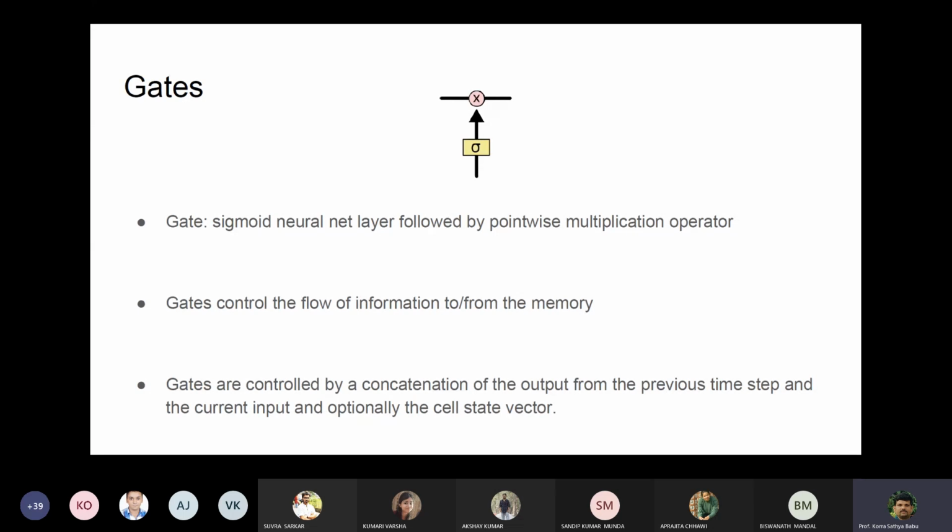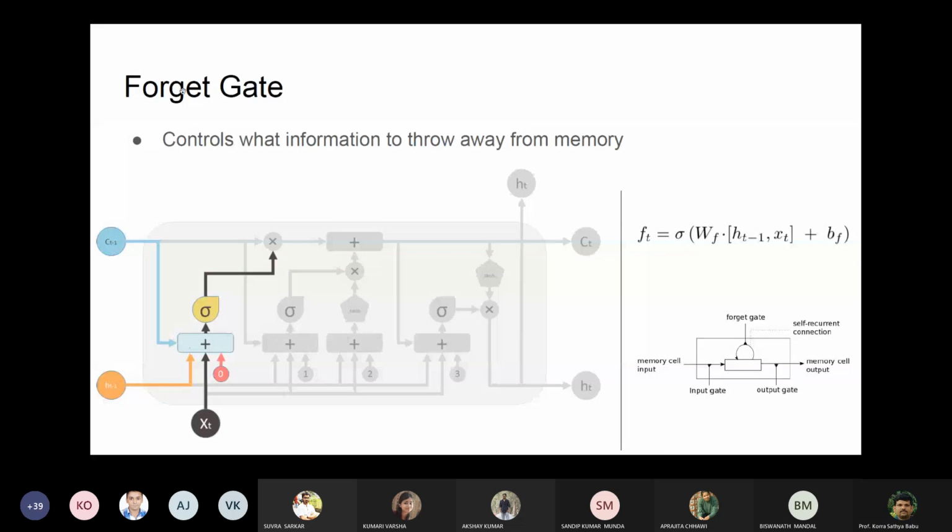We'll see the first gate, that is the forget gate. This basically controls the information to throw away from memory. This is the first step of LSTM: to identify the information that is not required and will be thrown away from the cell state. This decision is made by a sigmoid layer called the forget layer.